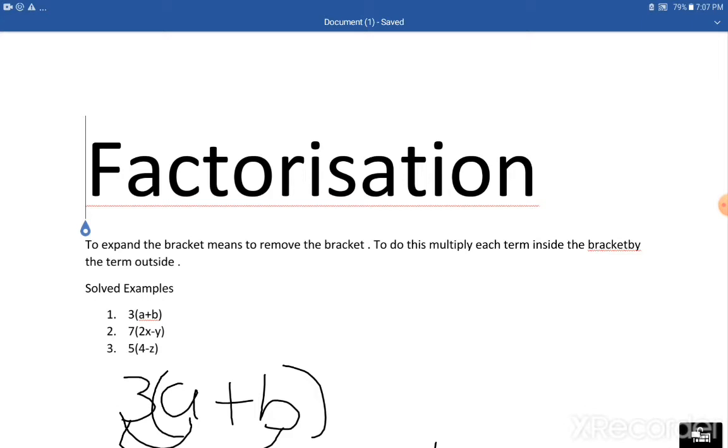Solved examples. I'm going to solve three of them. You're going to see it now. First question.